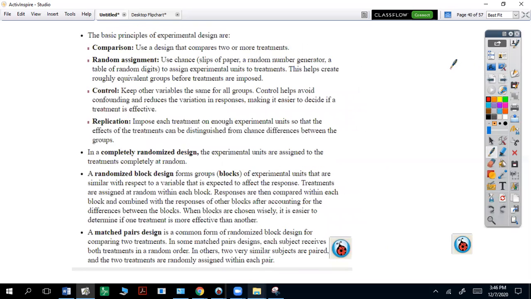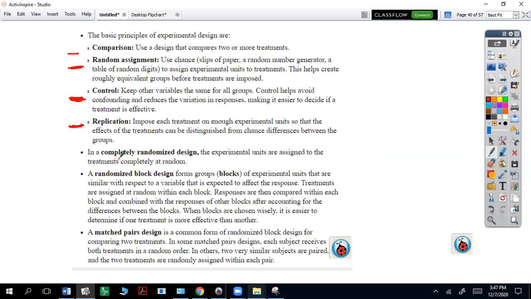Also, for experimental design, we have 4 basic features. Comparison: we want to compare at least 2 groups. Random assignment allows us to create roughly equivalent groups. Therefore, we can have a better comparison. Control is trying to help avoid confounding, and there are lots of measures we can use to implement control. And replication is we want to have enough data to be able to tell if there's a significant difference in what the treatment is doing.